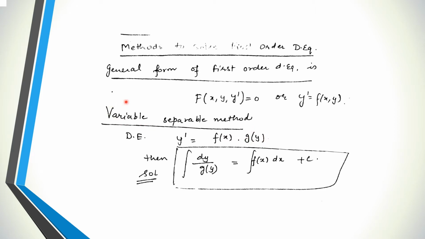As the name suggests, variable separable means we can separate the variables. So here we have two variables, one is x and the other is y, and we can separate these two variables. So this is y prime is equal to f(x) into g(y). Y prime means dy by dx. So you can combine the terms g(y) with dy and f(x) with dx, and then you can integrate it and you will have the solution of the differential equation.